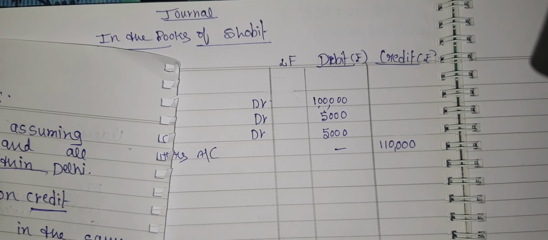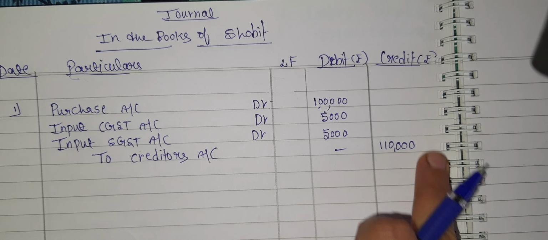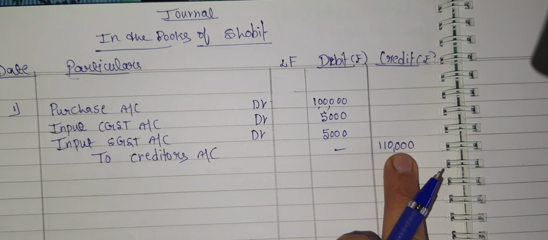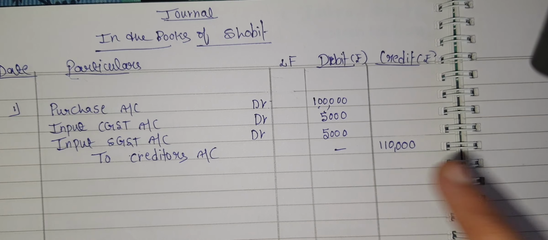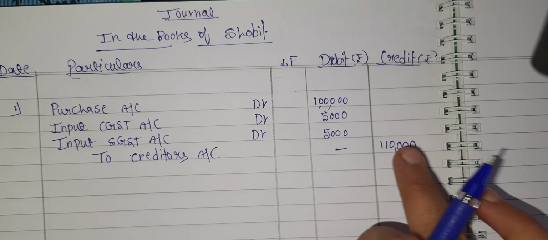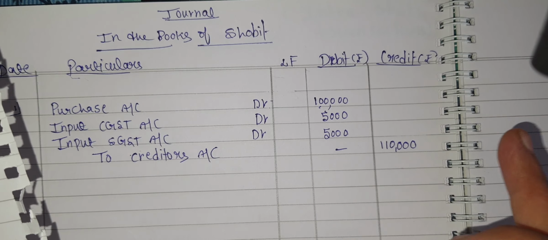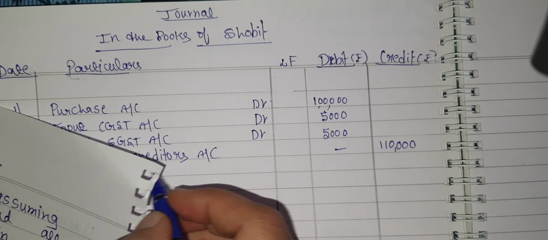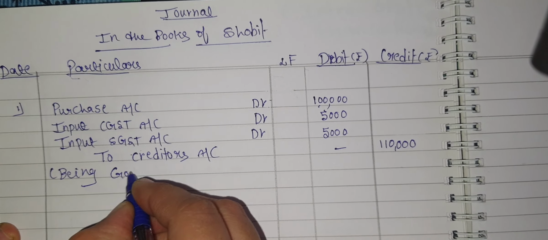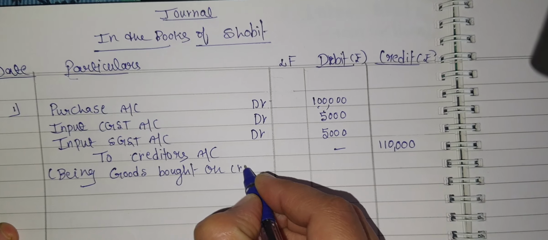See here, it means what? Input GST means what? That is paid on purchases. See, this 1,10,000 is the purchase value inclusive of GST. It means Shobit has to pay rupees 1,10,000, inclusive of GST, to the supplier. Fine. Now we will write down the narration. Being goods bought on credit.